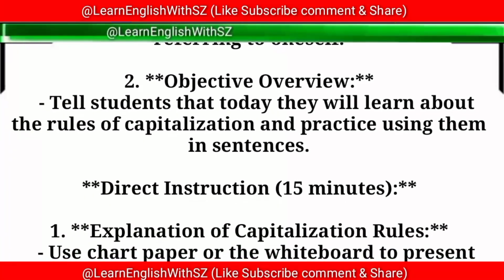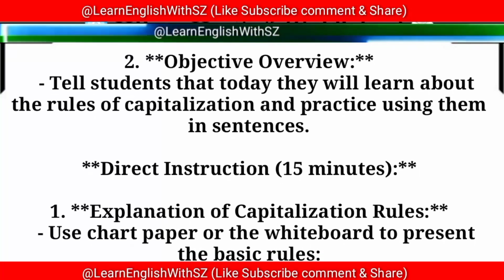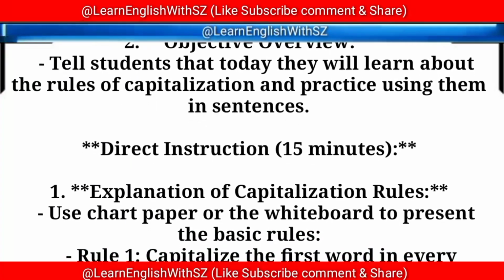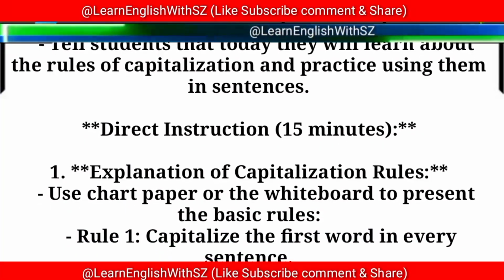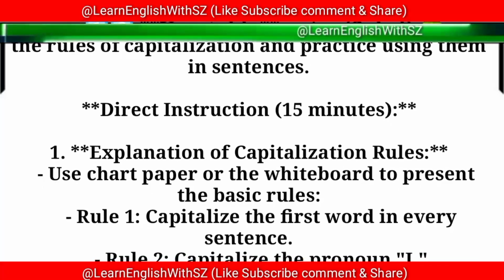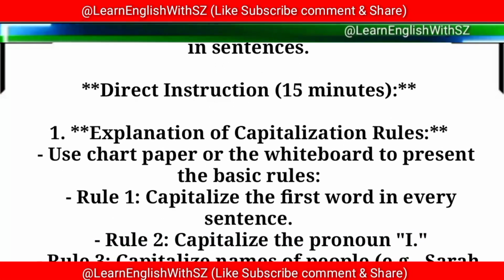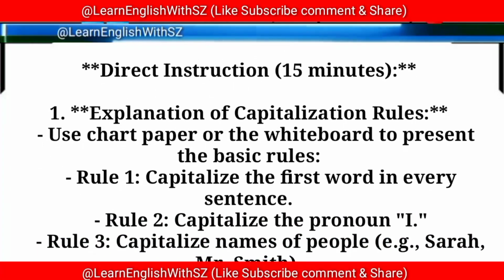Direct instruction, 15 minutes. 1. Explanation of capitalization rules. Use chart paper or the whiteboard to present the basic rules. Rule 1: Capitalize the first word in every sentence. Rule 2: Capitalize the pronoun I.